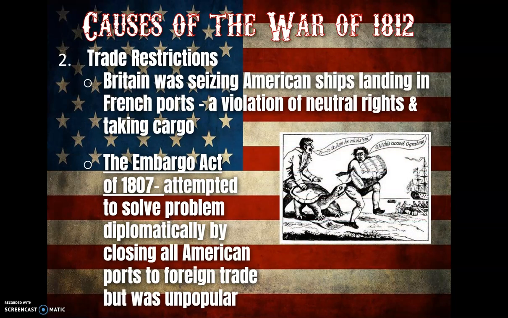The second major thing are the trade restrictions. As I mentioned earlier, that Embargo Act put in place by Jefferson, the idea was embargo trade with both England and France, and then when the first person finally says, sorry, let's sign a trade agreement, the other person would then be forced to do the same thing.